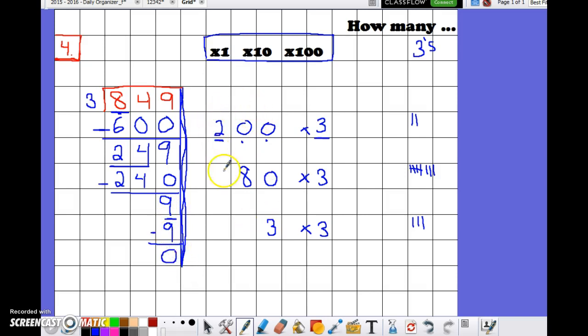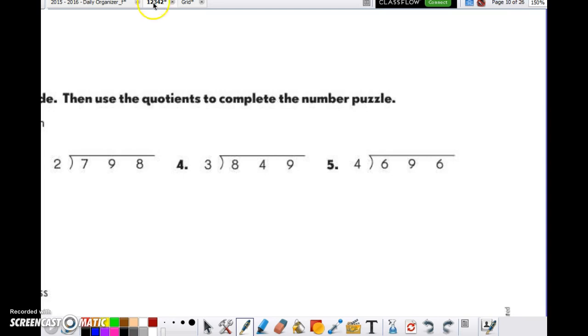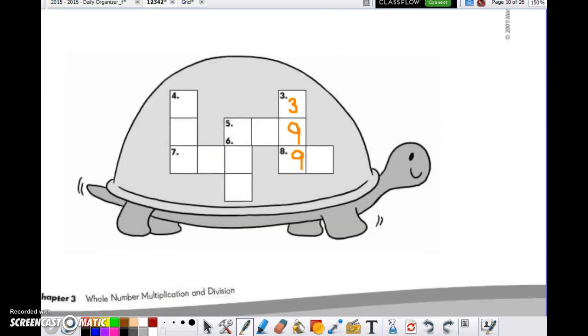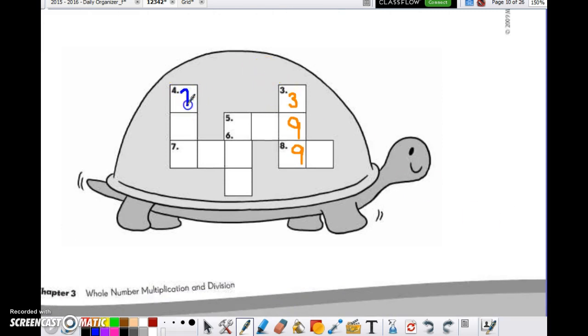And I've got this expanded form number, 200 plus 80 plus 3, that when I add them together will give me my answer of 283. I can go back to my worksheet, see which number I was doing, 4 down, and place it into the correct area. 283.